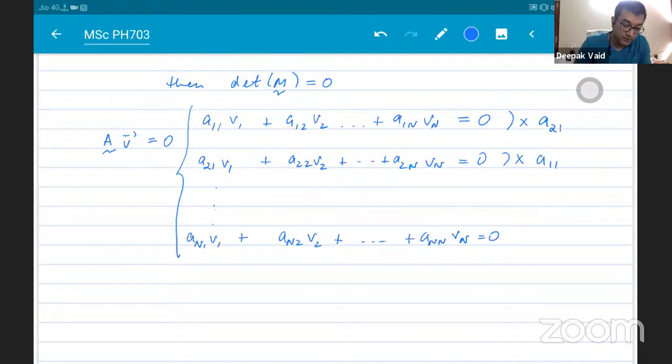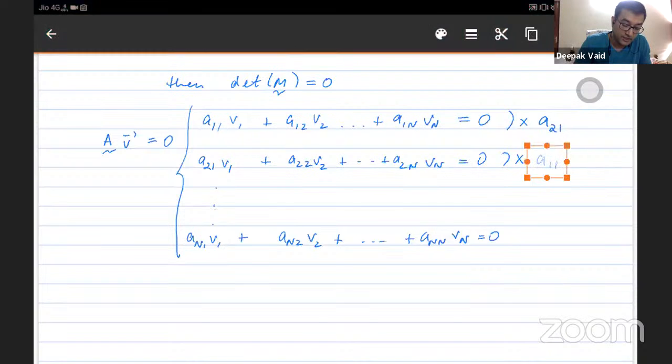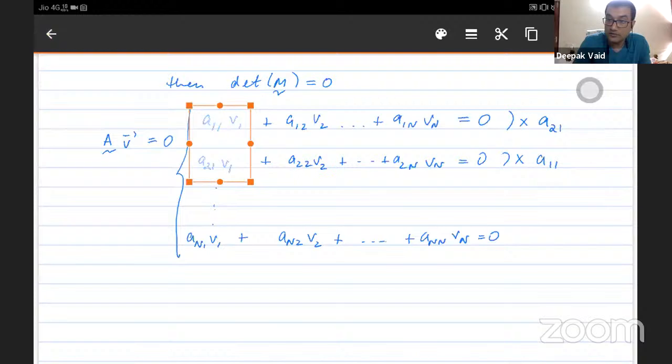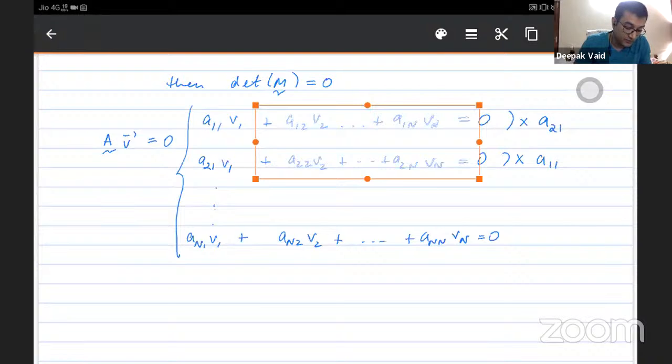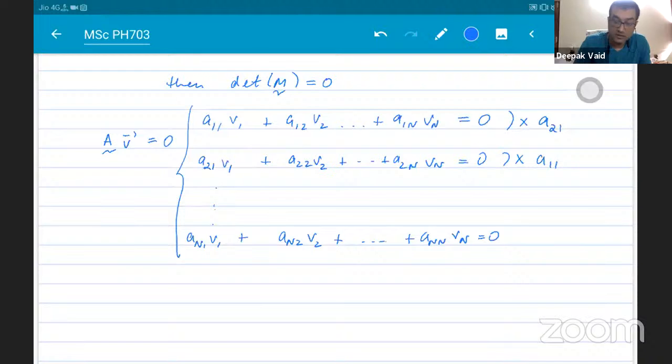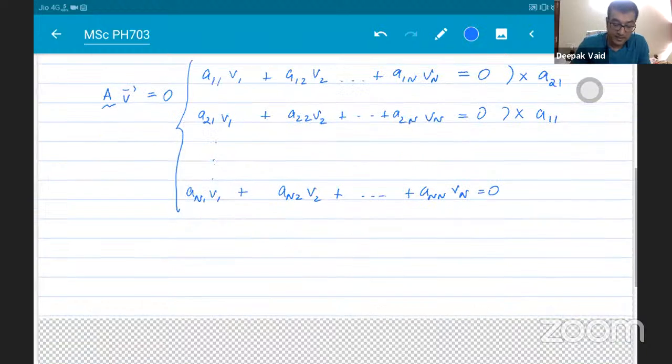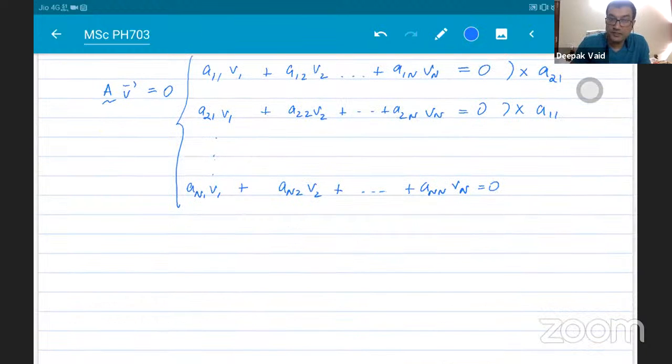When I subtract these two equations after multiplying by A11 and A21 here, what will happen? This term will cancel out. I'll be left with one equation with n minus 1 unknowns. So you keep repeating this process, and at the end of the day, when you keep multiplying and subtracting, you'll be left with a quantity which is basically the determinant of the matrix A.